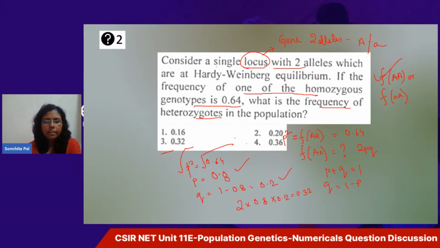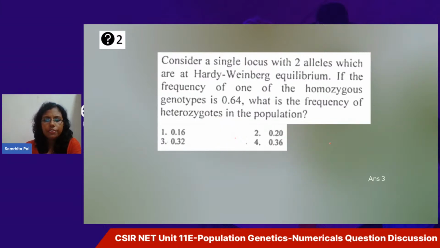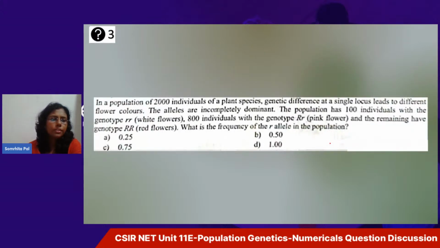Okay. Please check your calculation. If you have gone wrong, check your calculation. So option 3 is correct. Option 3 is correct. Okay. Good. Now, going to the third question.